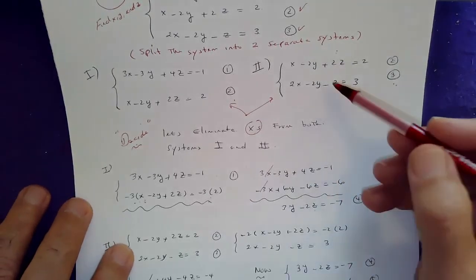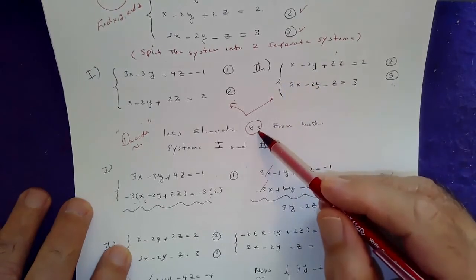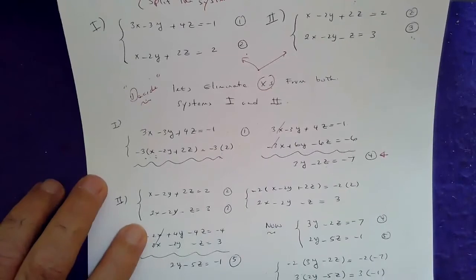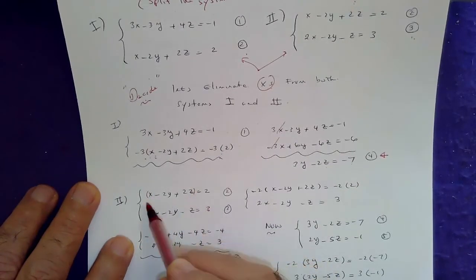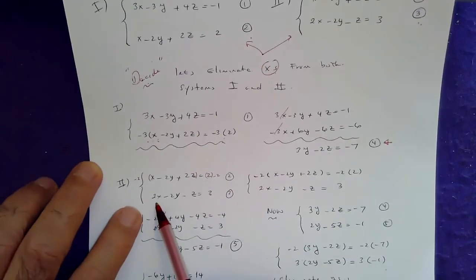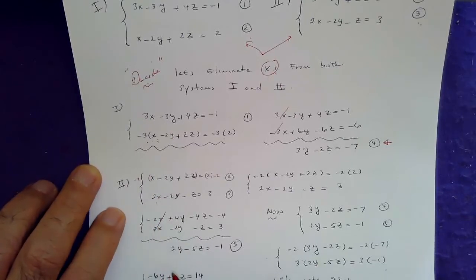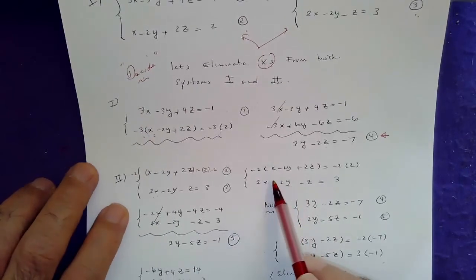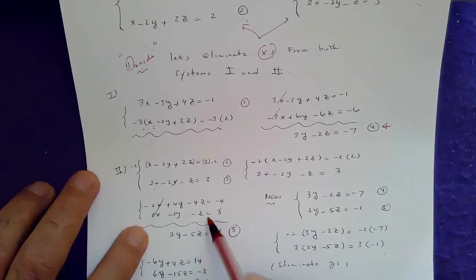Okay. Now go back to system number 2 and still wipe out the x's. In system number 2, what I did, I multiplied the top equation, both sides, by -2. Why? Because this guy was 2x. So if I multiply this guy by -2, -2x plus 2x, the x's cancel. So I distributed the -2, I got this. Then I coupled that with equation number 2, I got this.